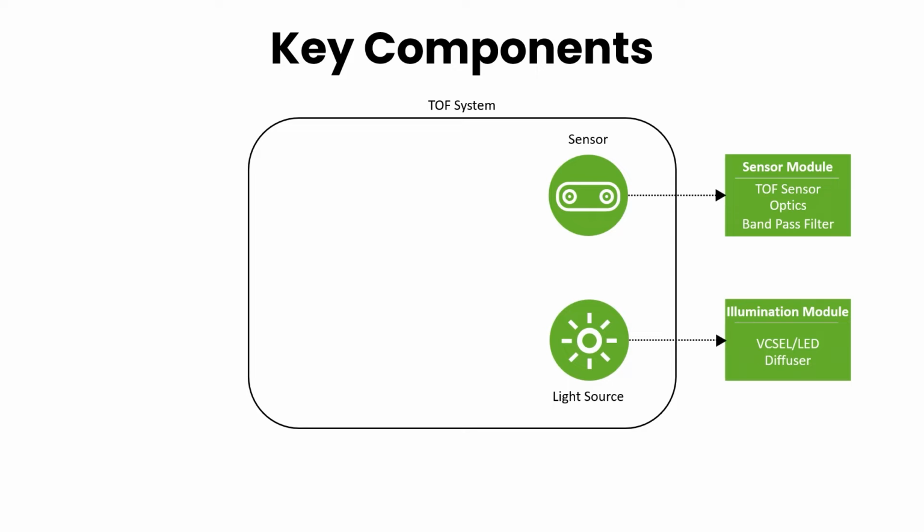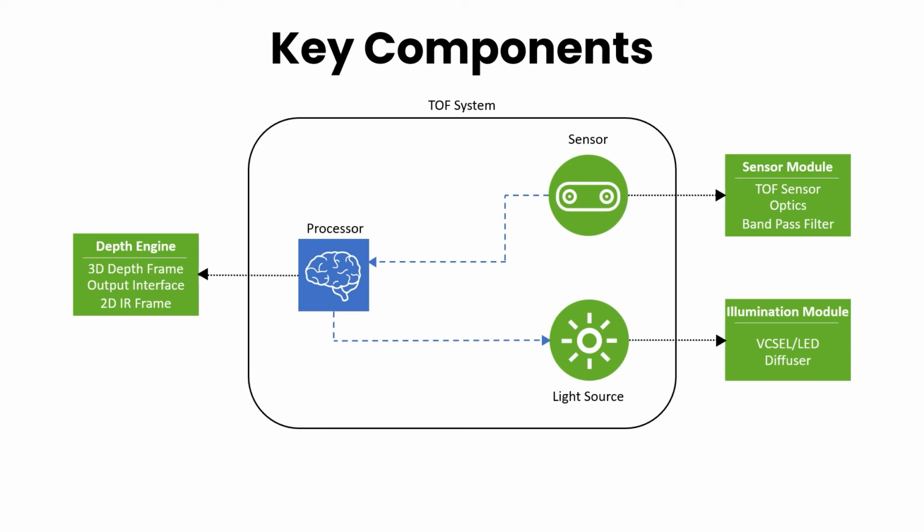The most common types of light sources used are VCSELs or LEDs, and typically light in the near infrared spectrum with a wavelength of either 850 nanometer or 940 nanometer is used. The VCSEL system uses a diffuser to ensure uniform surface illumination by diverging the light in front of the image sensor. The third component of the time-of-flight camera is the depth processor.